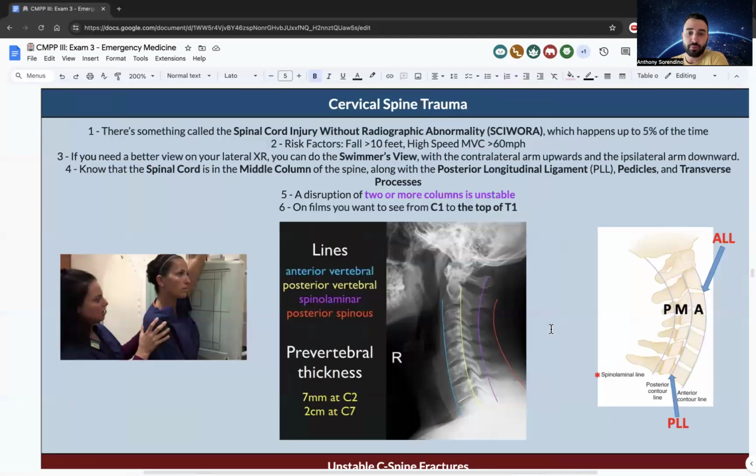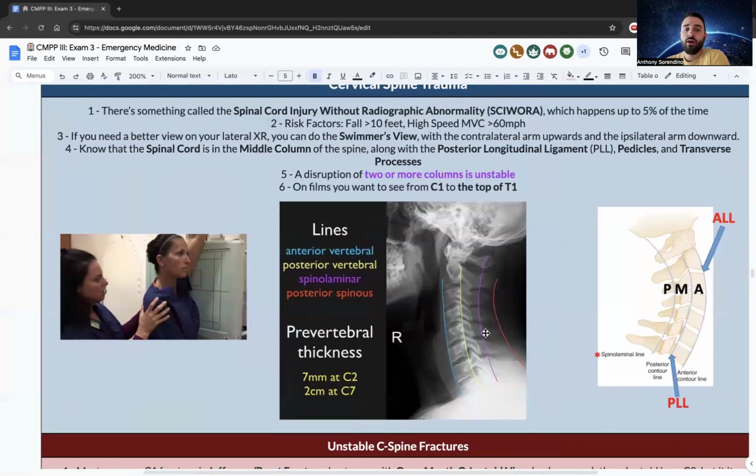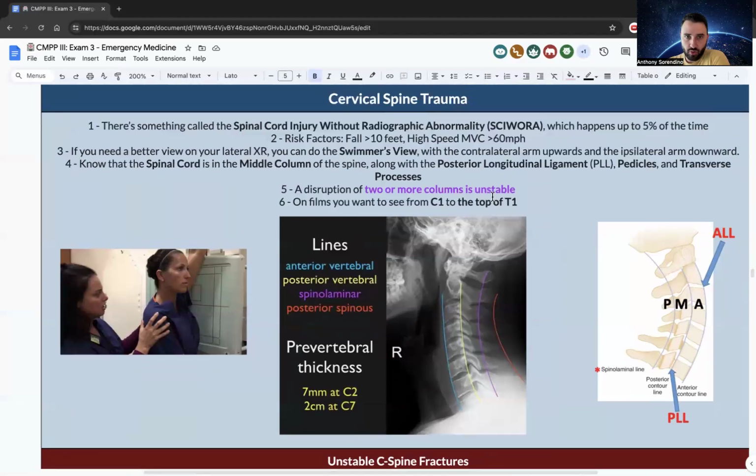All right, then you have the cervical spine trauma. There's this swimmer's view that you can do with the contralateral arm upwards and the ipsilateral arm downwards. It gives you more space to look on the x-ray because, like, my shoulder actually drops a little bit just doing that. And then you do this and it gives you a little bit more space.